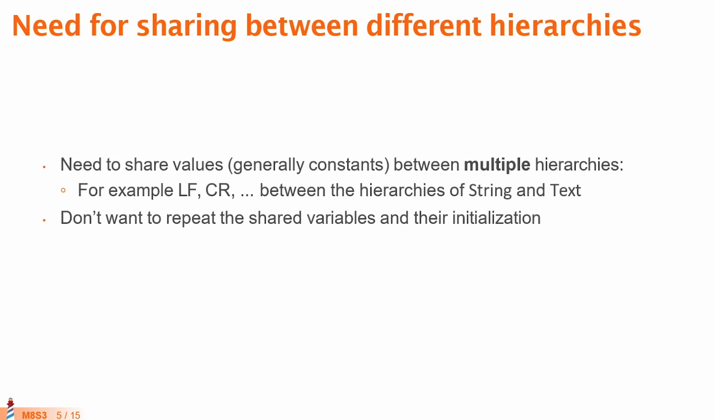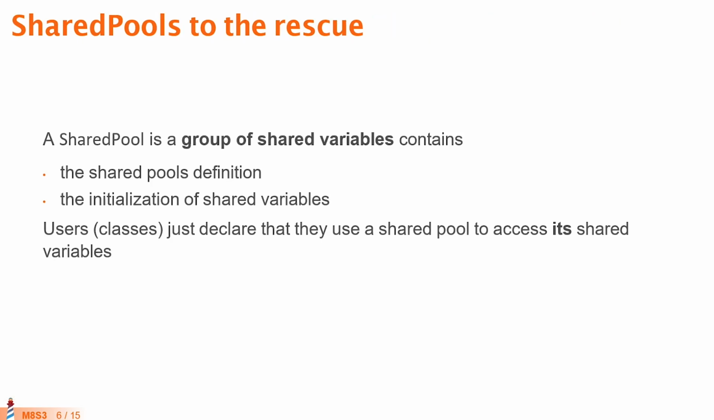Now the key point of this lecture: we can share within a hierarchy, but how can we share between different hierarchies? For example, line feed and all the constants like carriage return that are related to text, we want to have them in the string hierarchy, but we also want to have them in the text hierarchy. A text is not a string, and a string is not a text. So how do we avoid repeating the same code and the same constants in these two or three hierarchies? That's the point. For that, Pharo uses shared pools.